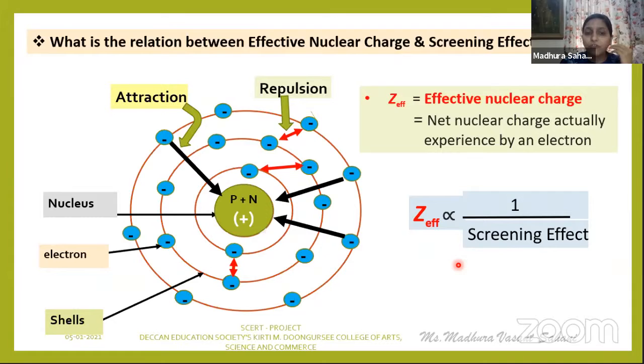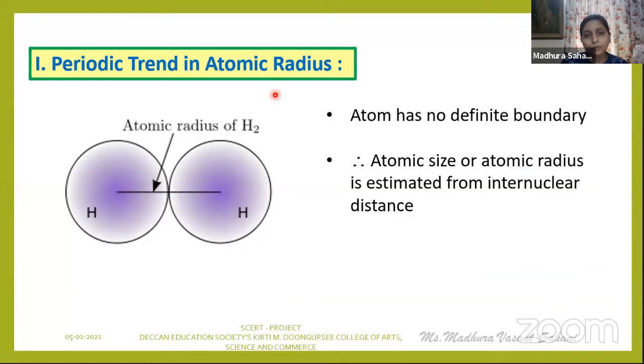Out of these, first we are going to begin with the periodic trends in the atomic radius. Now, students, please remember that atoms do not have a definite boundary and therefore it is not possible to calculate the exact radius of an atom. Therefore, the radius of an atom can be calculated by considering the internuclear distance between two atoms, and atomic radius is nothing but half of the distance between the nuclei of two atoms.